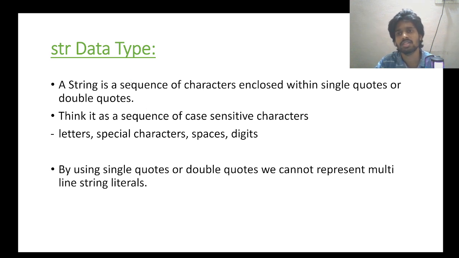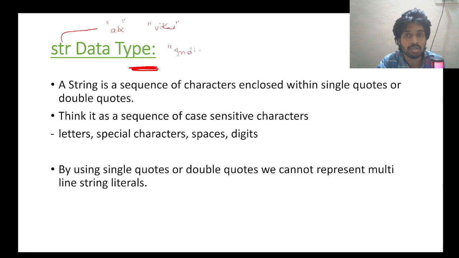So then we'll start with the string data type. The meaning of string is nothing but sequence of characters. If I want to represent a sequence of characters like ABC, then this is a string. I can write my name here, this is a string. I can write India, this is a string because these are sequences of characters. This is a character, this is a character. The sequence of characters is nothing but a string.